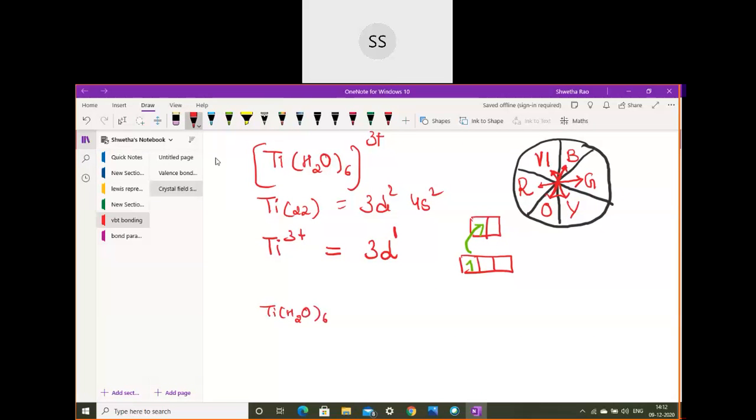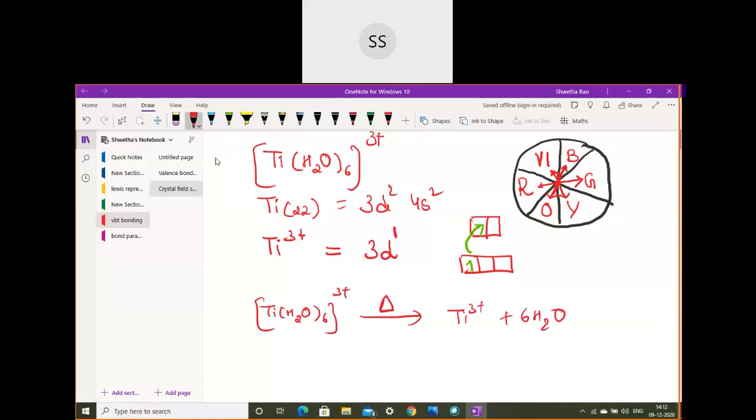If you remove the water molecules now, suppose this molecule, [Ti(H2O)6]3+, you are heating up. If I'm heating it, what will happen is whatever water molecules are linked with this titanium ion will be lost.